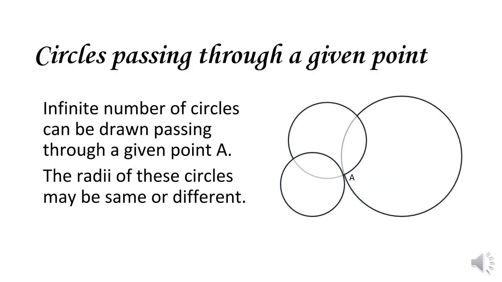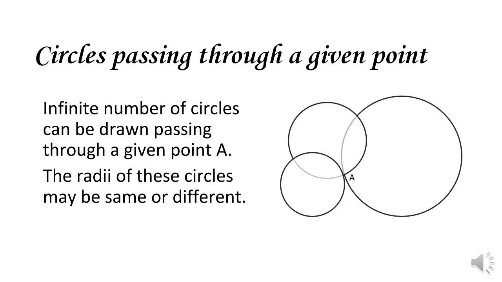Moving to the next one, circles passing through a given point. Infinite numbers of circles can be drawn passing through a given point, and the radii of these circles may be the same or may be different. One example is given here. We have point A and three circles have been drawn through it. So infinite numbers of circles can be drawn this way.